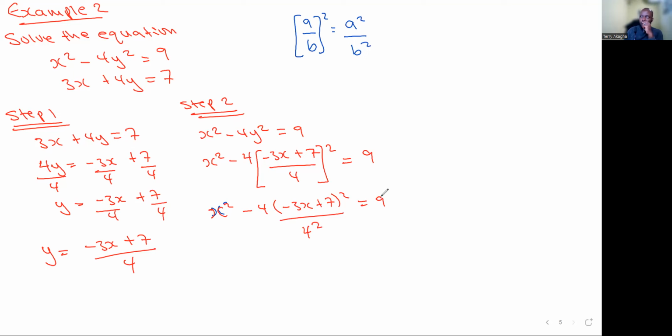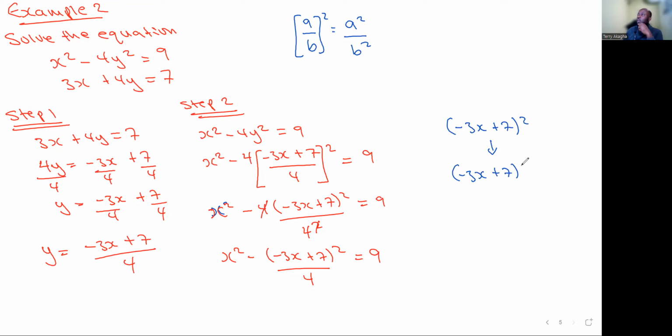So this 4, we cancel one of the 4. So you're going to have x squared minus minus 3x plus 7 all squared divided by 4 is equal to 9. So I'm going to simplify the one now, the one we have here, the minus 3x plus 7 squared. Now, this is the same thing as saying minus 3x plus 7 times minus 3x plus 7, okay?